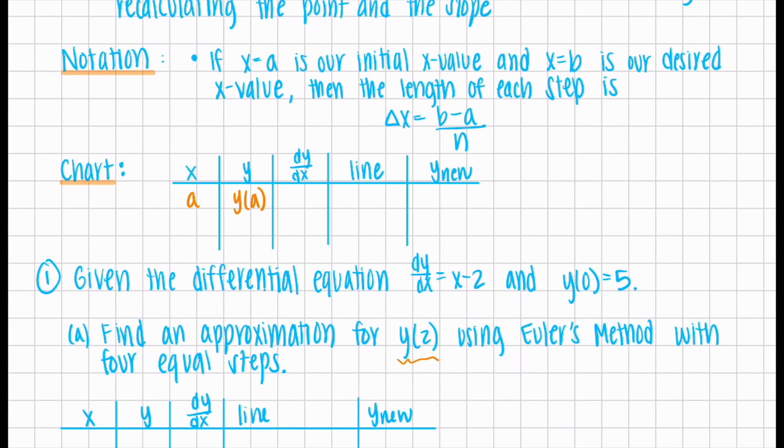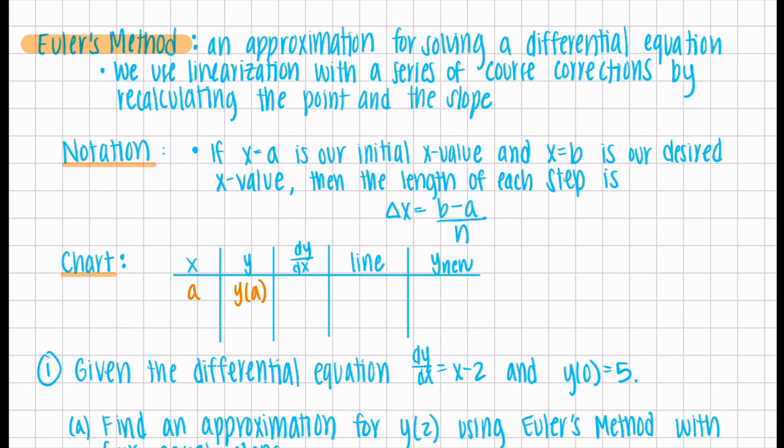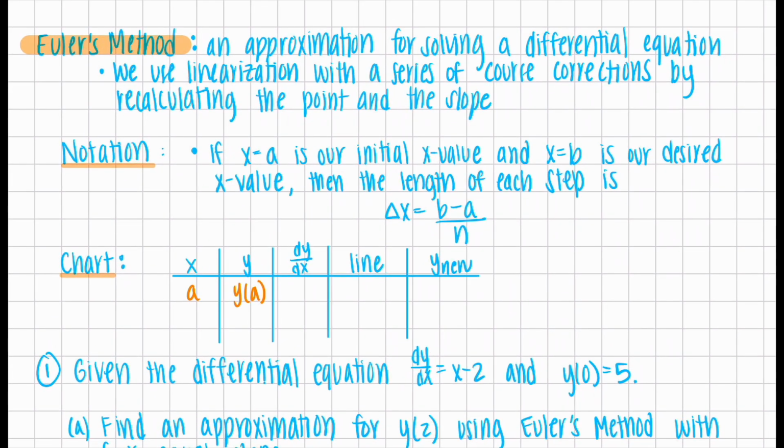So Euler's method is a way for us to find an approximation when we cannot actually solve the differential equation. To use Euler's method, we're going to use linearization with a series of course corrections by recalculating the point and the slope. We'll show you a visual of this in a minute.